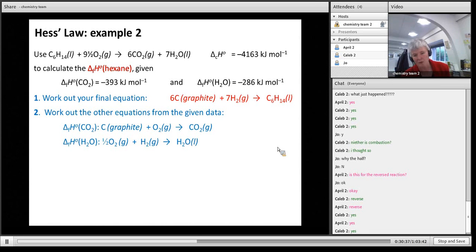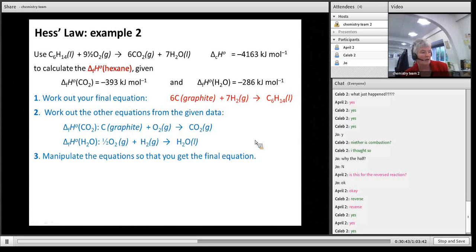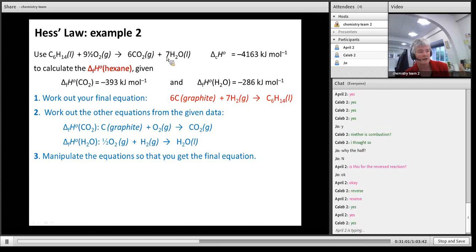What do you swap around, reverse, what do you multiply? So have a look at that. Can you see what I need to do to those three reactions? So if that's reaction 1, this is reaction 2, and this is reaction 3, what do I need to do to reaction 1 to help me get this one?